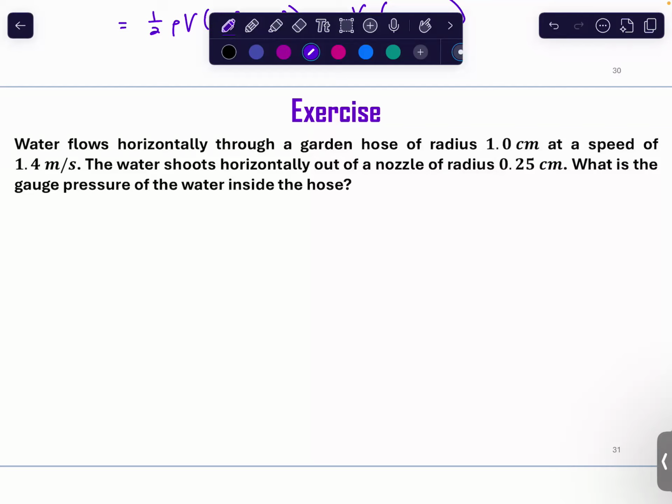Water flows horizontally through a garden hose of radius 1 centimeter at a speed of 1.4 meters per second. The water shoots horizontally out of a nozzle of radius 0.25 centimeters. What is the gauge pressure of the water inside the hose?